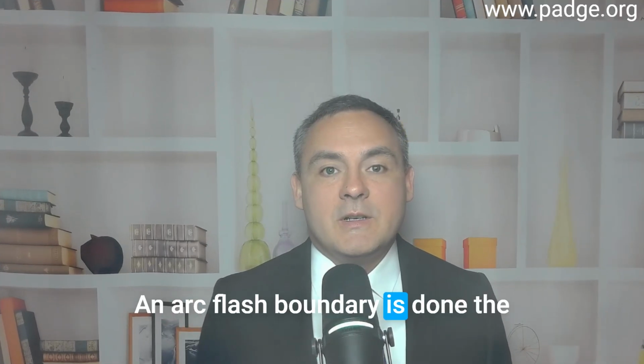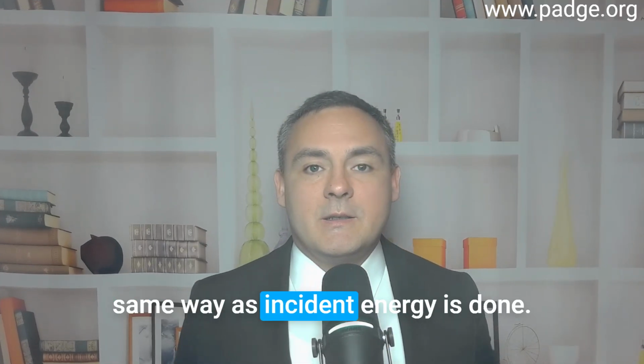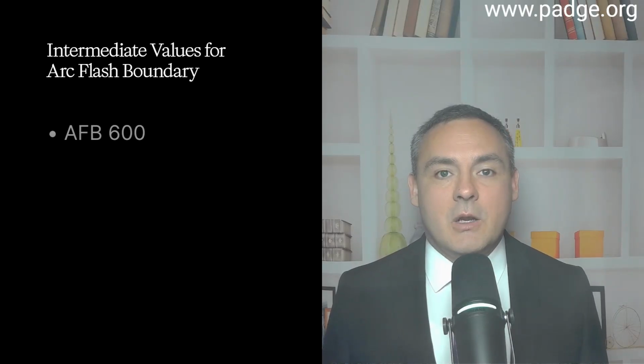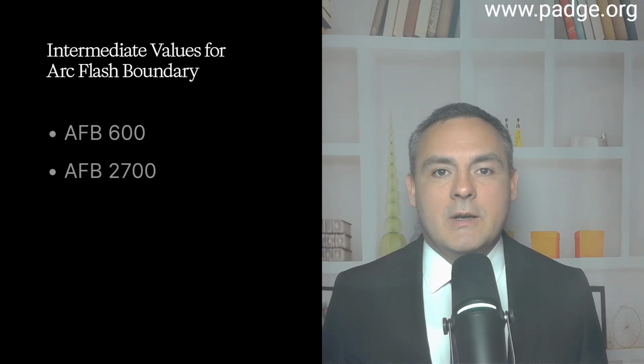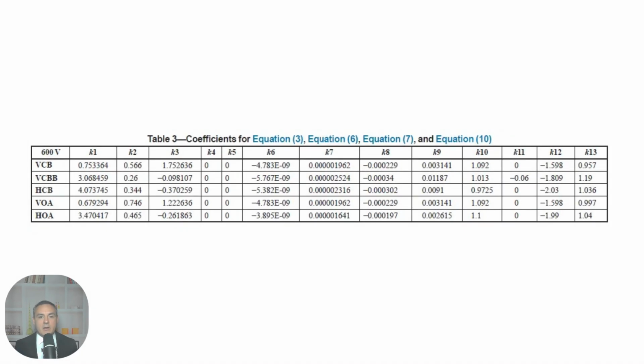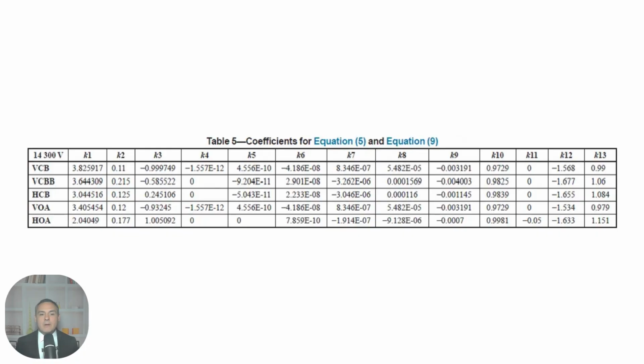An arc flash boundary is done the same way as incident energy is done. We calculate three intermediate values, first called AFB 600, AFB 2700, and AFB 14,300. We then use some interpolation to calculate the actual arc flash boundary. Recall tables 3, 4, and 5 from our previous video that had all the coefficients.